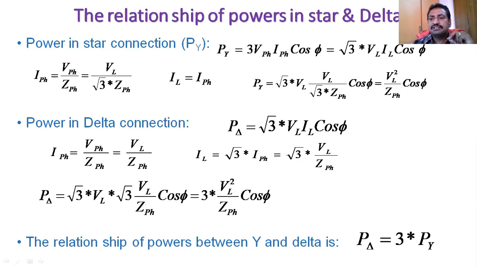So remember, dear students, if the load impedances are connected in star, only 1/3 of the power will be consumed compared to delta connection. If the same load is connected in delta, 3 times the power will be consumed compared to the star connection. So this is the relation between powers in star and delta.